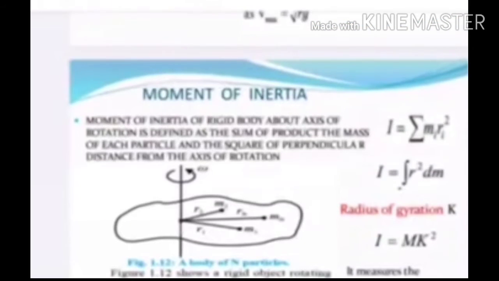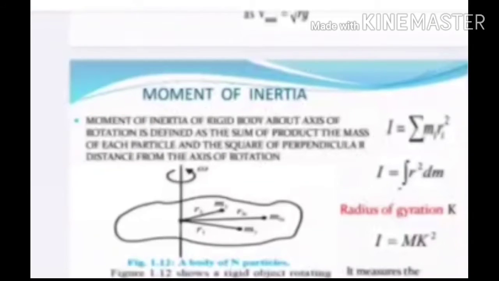The moment of inertia mathematical formula is given by I is equal to summation of mi ri square, and for continuous mass distribution, moment of inertia I is equal to integration of r square into dm.